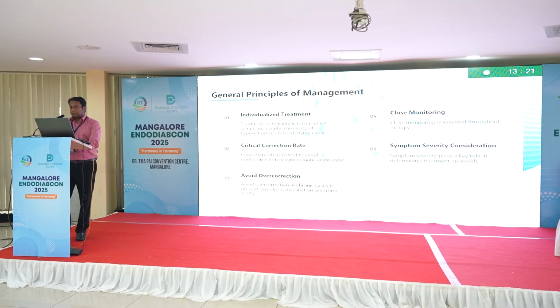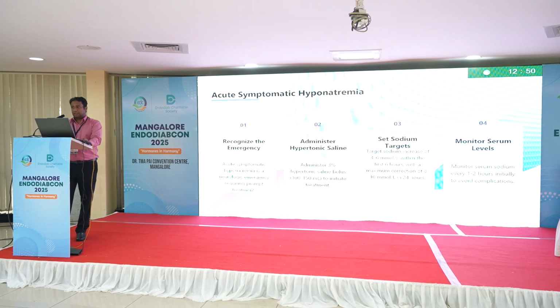Coming to general principles of management, treatment should be individualized. You do not have to treat every hyponatremia, and you do not have to give everyone 3% saline or tolvaptan. You also have to prevent overcorrection. Usually the normal way to correct is, in the first 6 hours, not more than 4 to 6 millimoles, and over 24 hours not more than 10 millimoles. Close monitoring is required. You have to repeat sodium at least twice or thrice a day, and when the patient is better or you have overcorrected, you have to go slowly.